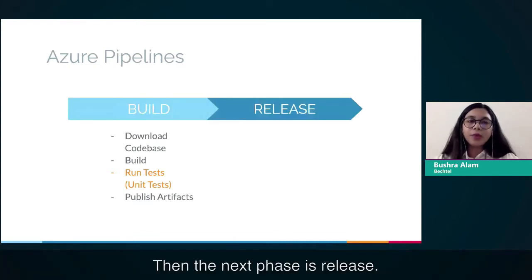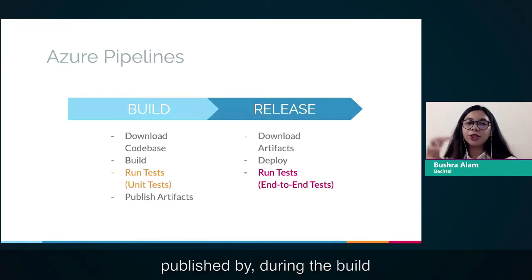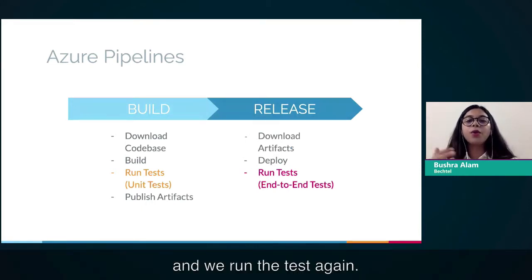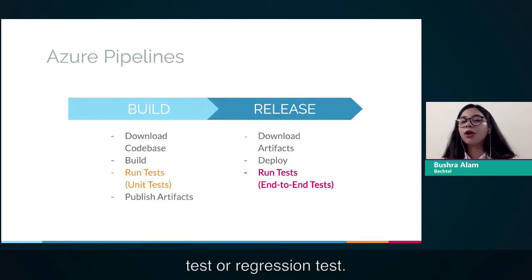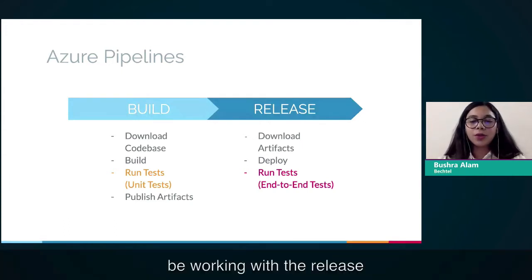Then the next phase is release. During the release phase, we download the artifact that was published during the build phase. Then we deploy our application and we run tests again. But this time we run end-to-end tests or regression tests. So we will be working with the release pipeline.